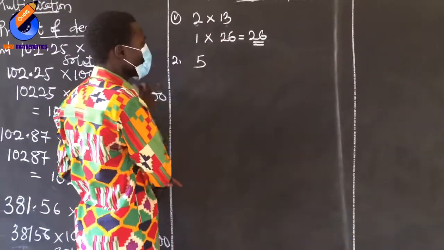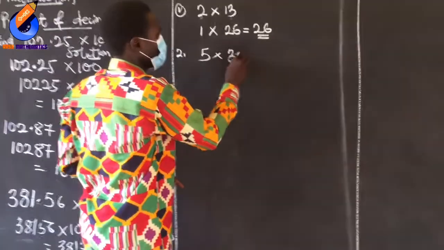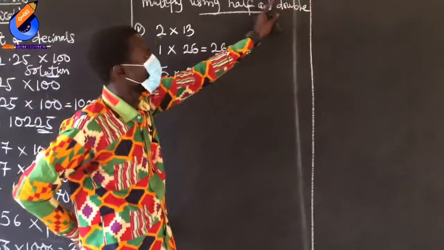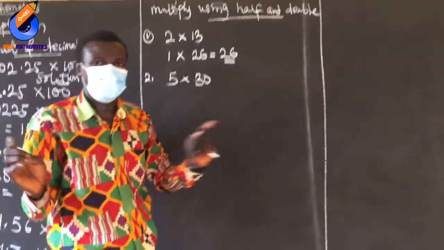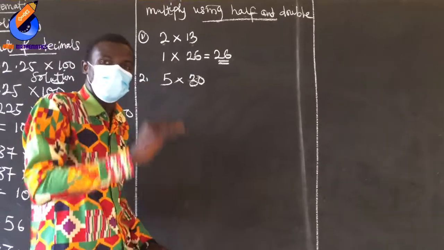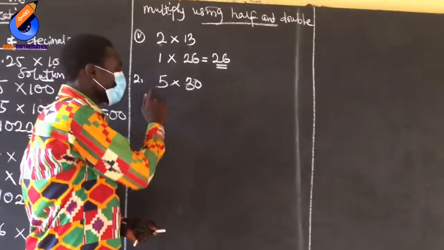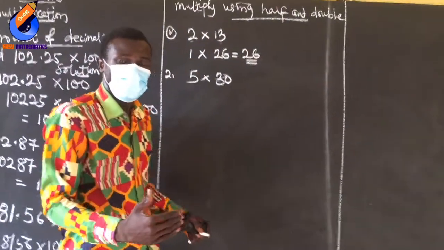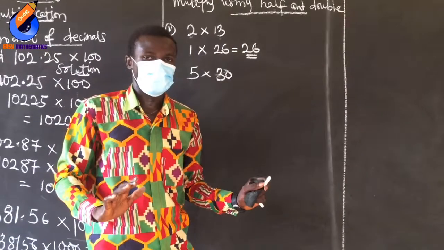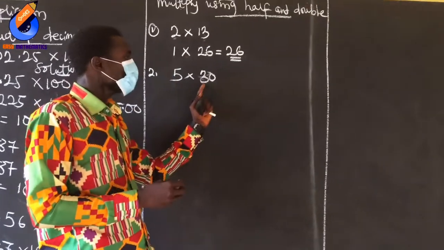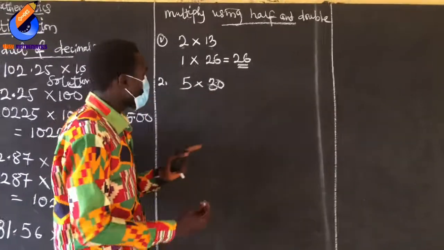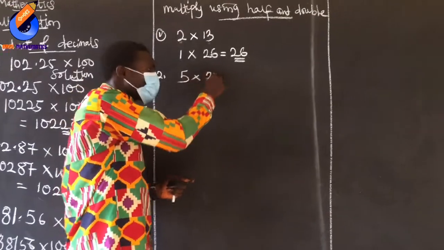I have 5 times 30. I'm to use half and double. You are using the two at the same time. So look at the numbers. Which one can you half and get a whole number? If I want the half of 5, I'll get 2.5, so I don't have to use 5. Let me see the 30. If you find the half of 30, you get 15, and 15 is a whole number. So I'll double the 5 and I'll half the 30.